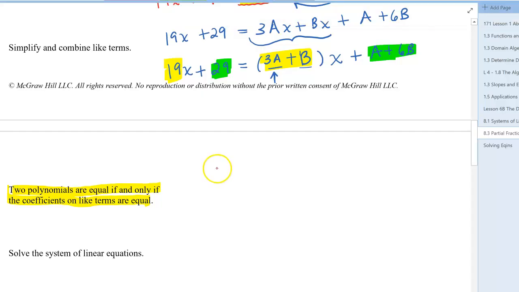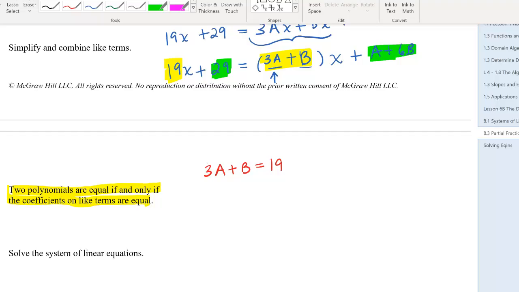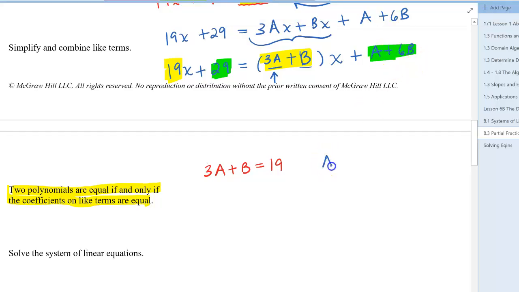So I'm going to get 3a plus b, and that's got to equal 19, because on the left, that was the coefficient of x, and on the right, that was the coefficient of x. So if these expressions are really equal, then the coefficients of x have to be equal. Same thing with a constant term. So I have a plus 6b, and that has to equal 29. So if these two expressions are equal, then the number without the x has to equal the expression without the x on the right-hand side.